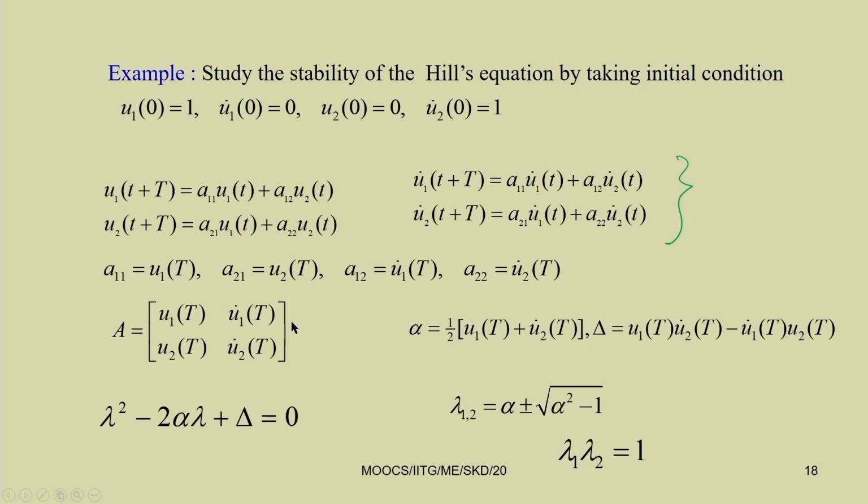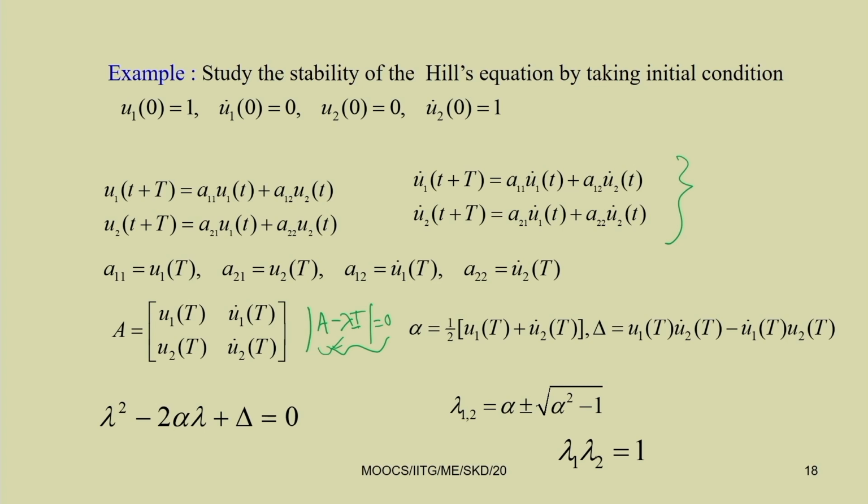So this A matrix can now be reconstructed as u1 of T, u1 dot of T, u2 of T, u2 dot of T. We can find the determinant of this A minus lambda I equation to find the eigenvalue. Either you directly find the eigenvalue, or you find the determinant and equate it to 0. This is a 2 by 2 matrix, so easily you can do it by hand. That is why you can simply find the determinant of A minus lambda I equal to 0.